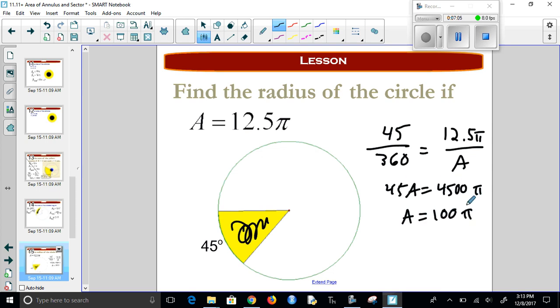So if the entire area of the circle is 100 pi, we know pi times radius squared is equal to 100 pi. Divided by pi on both sides, r squared is 100, square root, and my radius is going to be 10. All right, hopefully that was enough to get you through the rest of the work. Good luck.